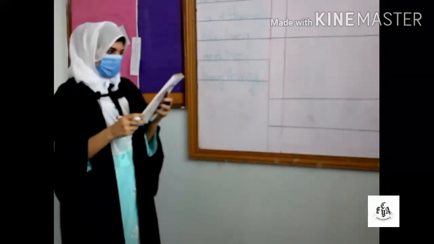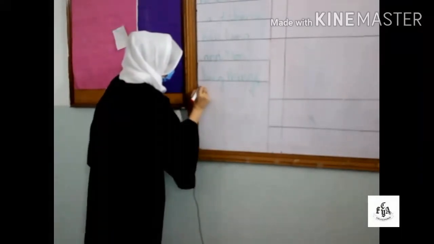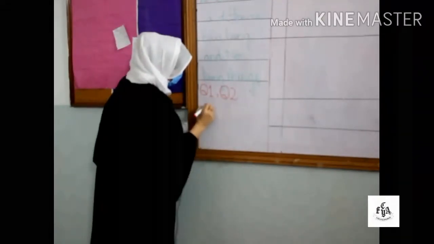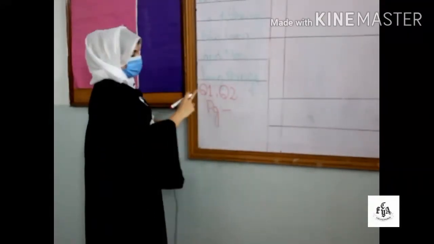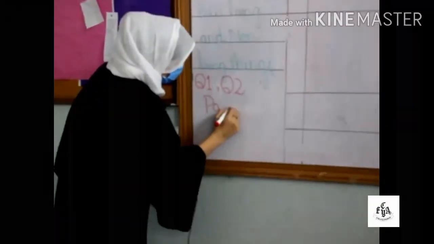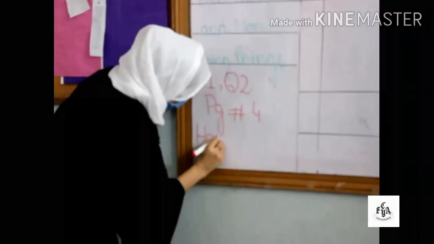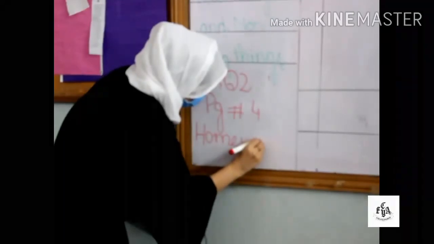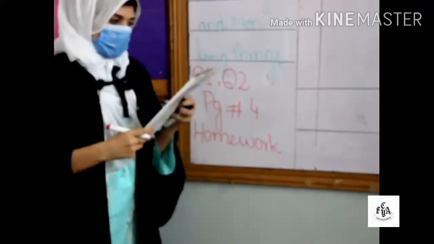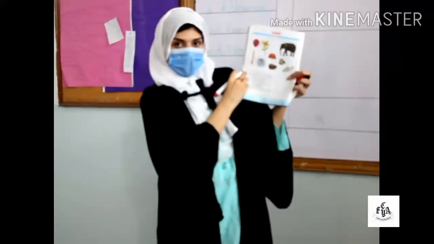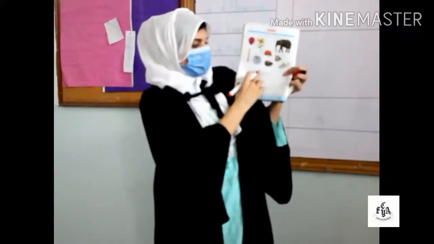Page number 4 is your homework. Question number 1 is pick out the living things and put a circle around them. Question number 2 is choose the correct word. These 2 questions are your homework.